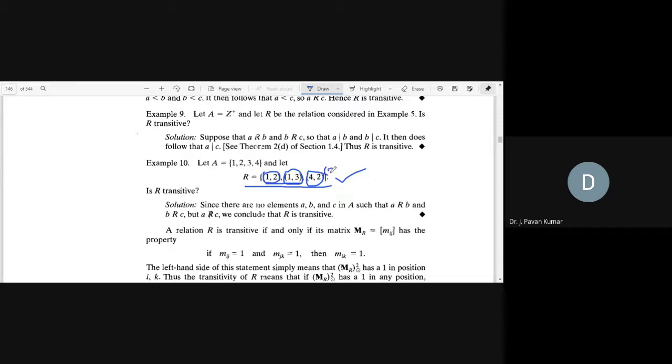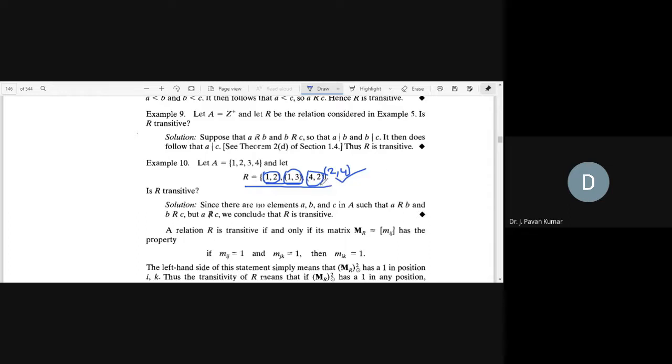Suppose (2,4) is there in this relation. Can we consider it as transitive? No. Why? Because (1,2), then (2,4) is there. (1,4) should be present, but it is not present. So we cannot claim it as a transitive relation.